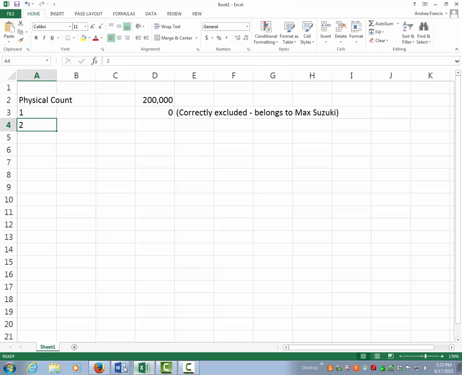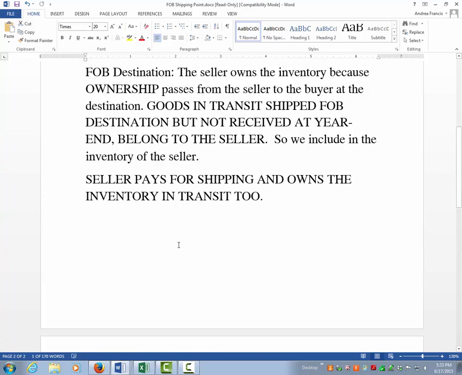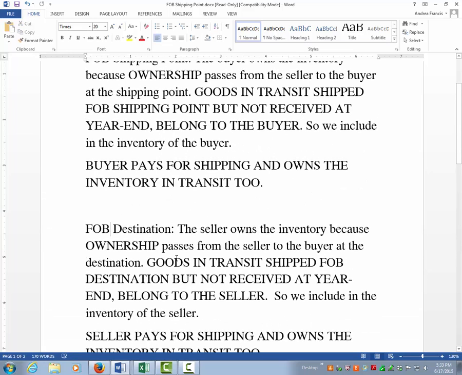So let's go in and see in our FOB rules who owns the stuff. So when inventory is shipped FOB destination, goods in transit but not received by the buyer at year end belong to the seller.